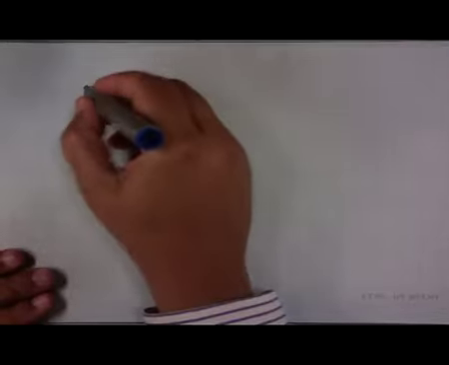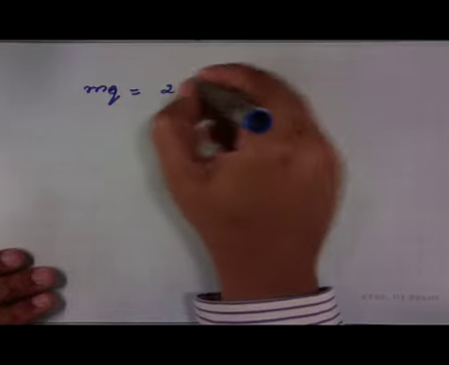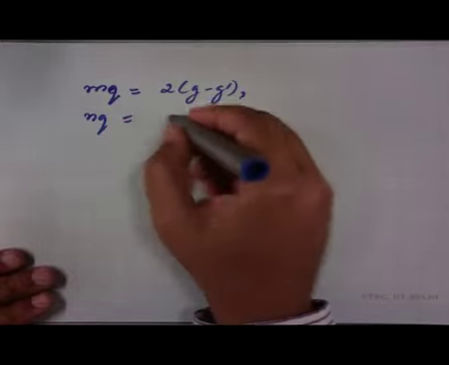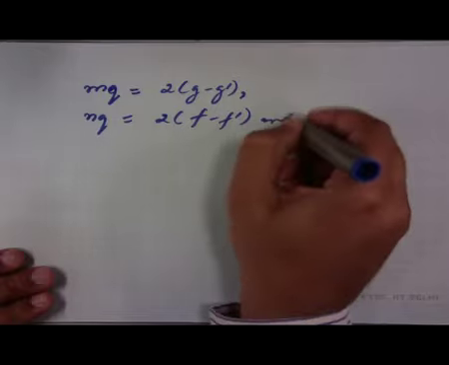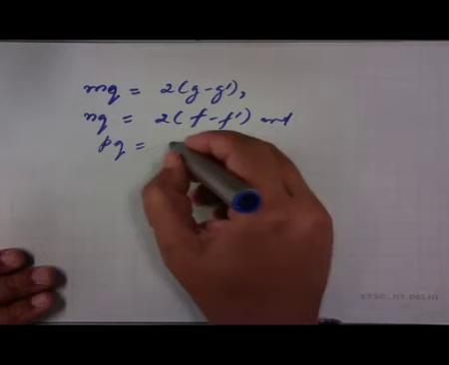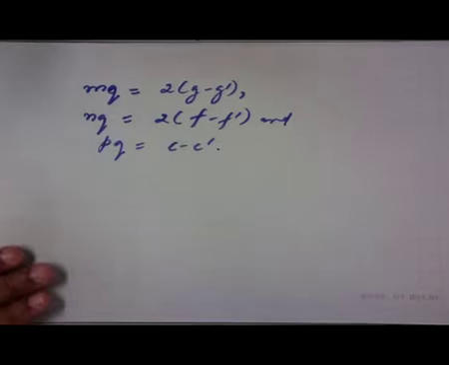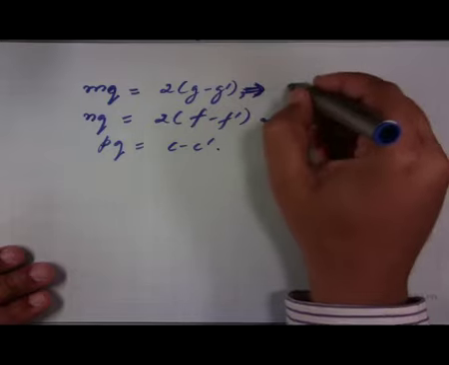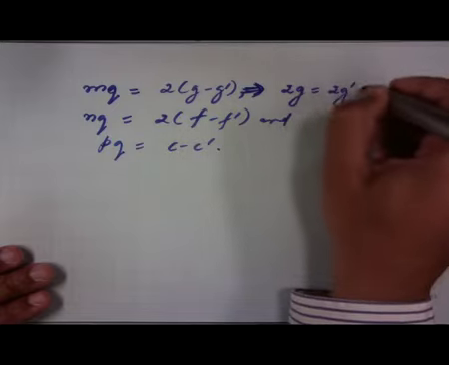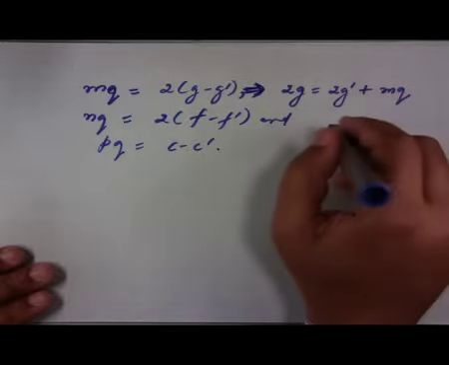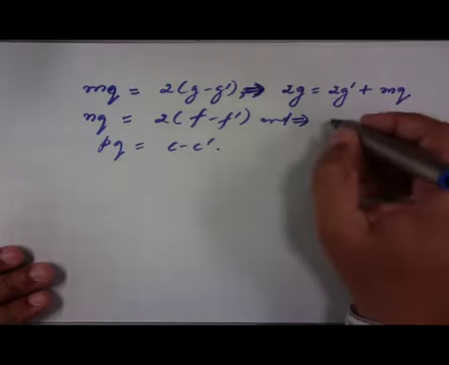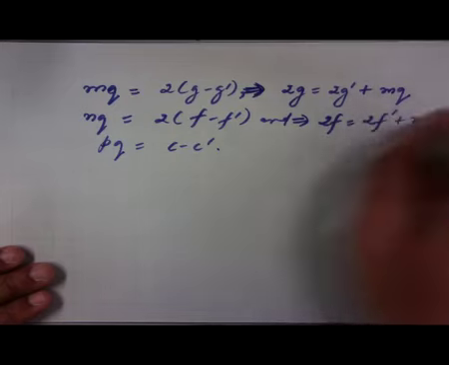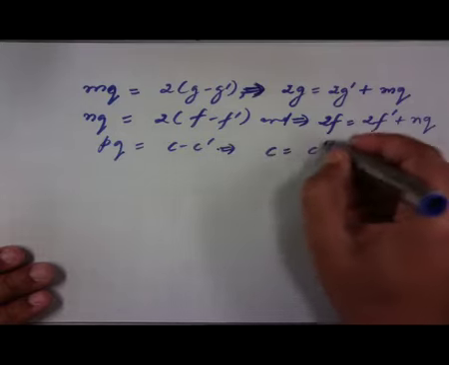And therefore, q must be such that m q must be equal to 2 times g minus g prime, n q must be equal to 2 times f minus f prime, and p q must be equal to c minus c prime. Then from these three equations, we get 2g equal to 2g prime plus mq, 2f equal to 2f prime plus nq, and c equal to c prime plus pq.